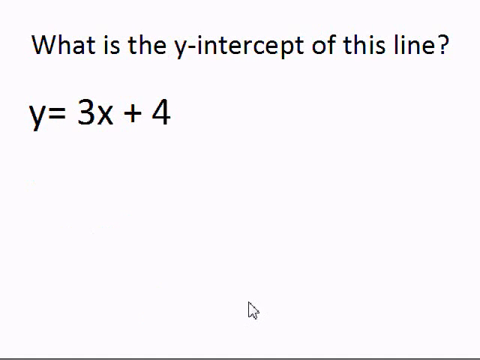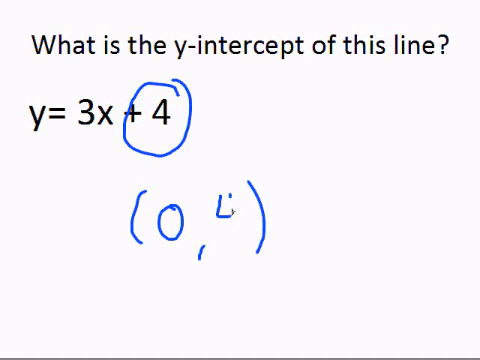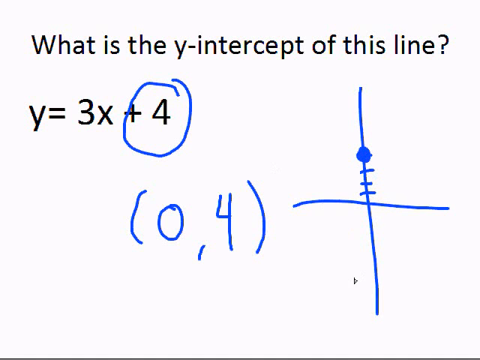All right, let's take a look at y-intercepts. Remember, y-intercepts are what we are adding or subtracting from the x term. What is the y-intercept of this line? Well, since it's 3x plus 4, the y-intercept is going to be 4, but we're going to list our y-intercepts as an ordered pair. X is 0, y is 4, because that's where the line crosses the y-axis. The line would cross the y-axis at 4. That's the y-intercept. X is 0, y is 4.